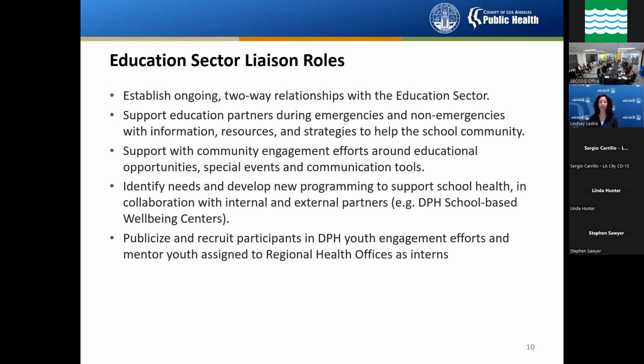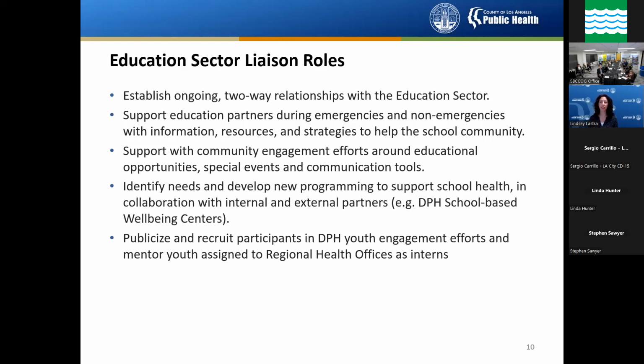So our education sector liaisons, or ESLs, as I will call them, really are continuing that relationship that we are trying to build with schools. And that's from our primary, so our kinder through 12th grade schools, as well as higher education. We do provide our partners in the schools with support during emergencies such as the COVID pandemic, but also non-emergencies, if they need information around flu or prevention for disease, et cetera. We will come and bring information, resources, and strategies to help the school community. One effort that I'll talk to you about in the next slide is our fentanyl response. And so I will definitely share about that.